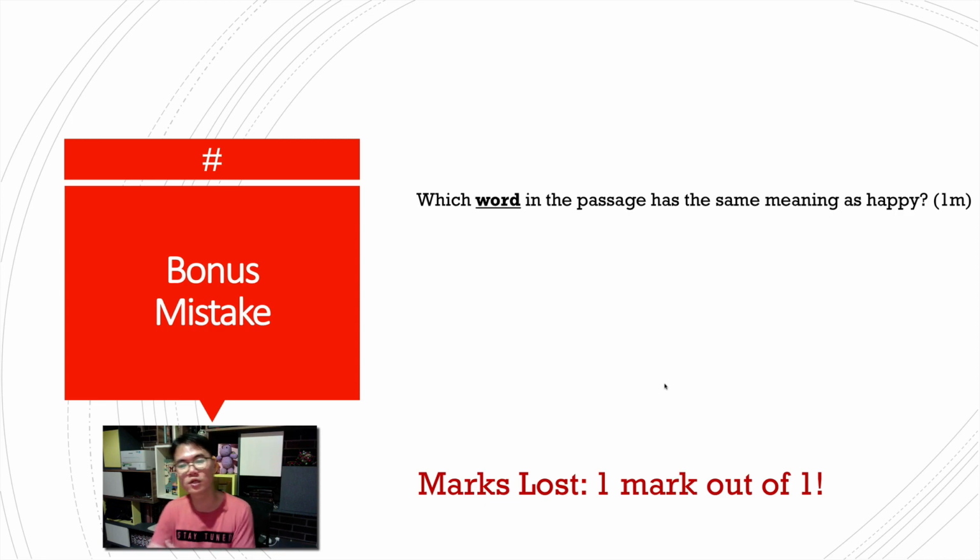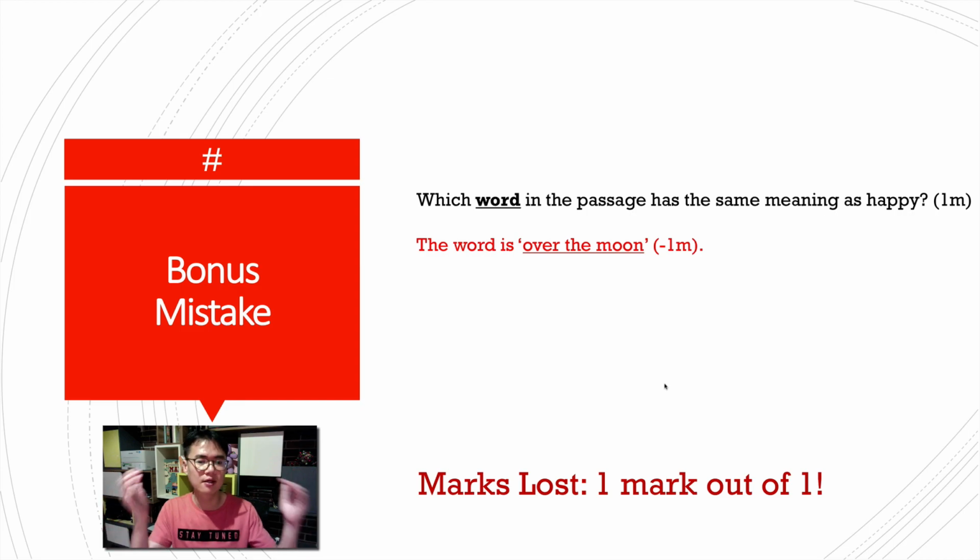So in this case, which word in the passage has the same meaning as happy, right? So I'm looking for a word that can substitute for happy that is found in the passage. So take a look at the wrong answer. The phrase is over the moon. So let's say there's this phrase in the passage that actually means happy, over the moon. But can this be the answer? No. Yes, it's the same meaning as happy, but it's 3 words. And a 3-word phrase can never be an answer for a question that's looking for 1 word.